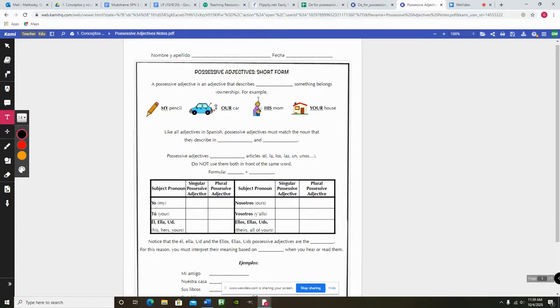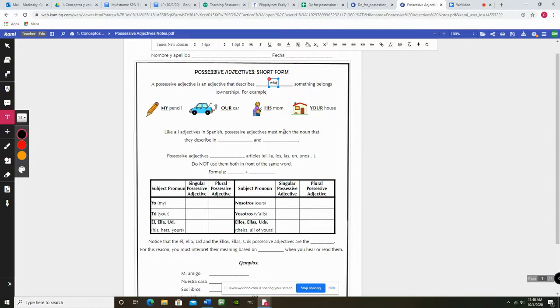You can print them off or store them on the Google Drive, however you prefer, or you can write them down on a separate sheet of paper. A possessive adjective is an adjective that describes who something belongs to. For example, my pencil. The possessive adjective is my because it shows possession. Our car. Our is the possessive adjective because it tells who the car belongs to. It's not just anyone's car, it's our car. His mom. His is a possessive adjective because it shows possession. Your house shows possession of the house.